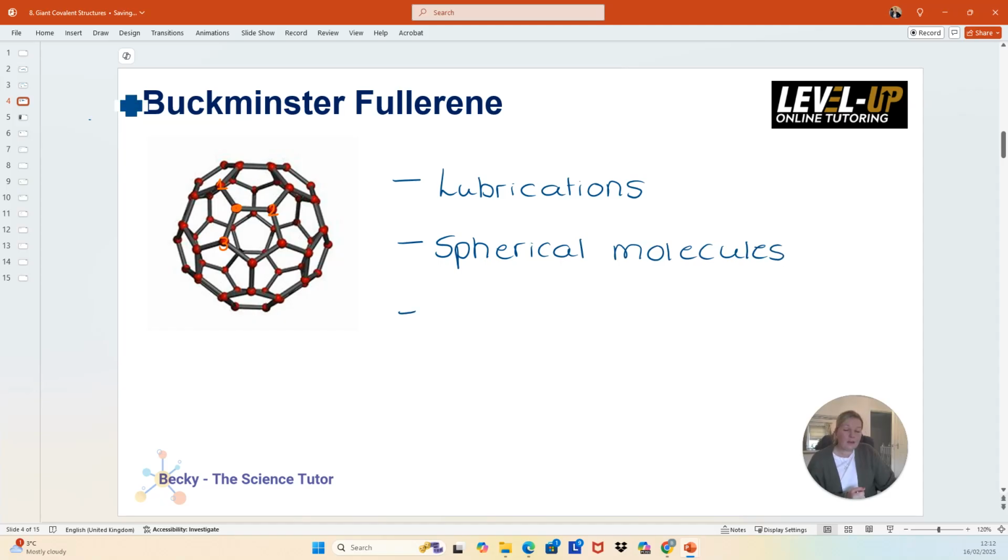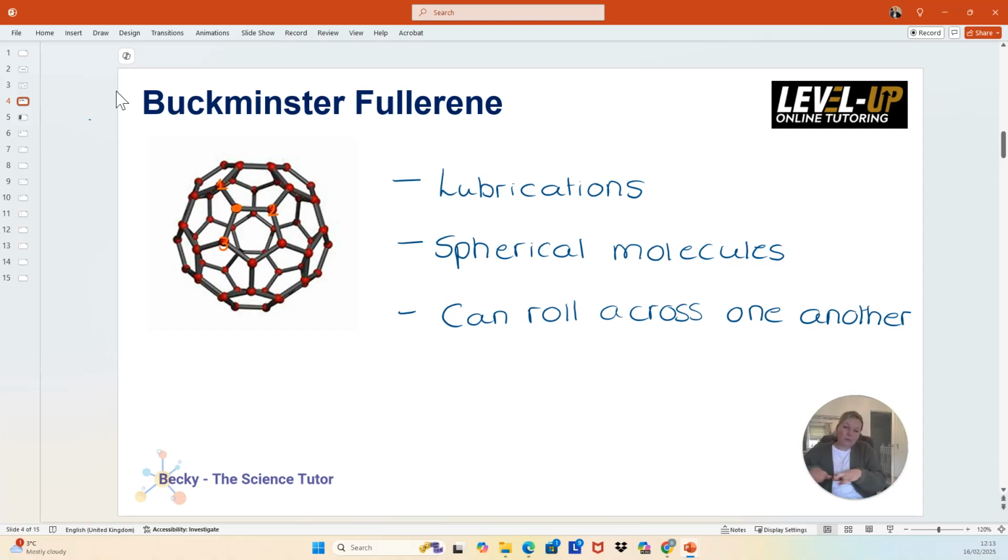And they can roll across one another. Whoops, one another. Yes, if we just think logically, if we had, I don't know, a set of marbles on a desk and we placed something on top of those marbles, it would be easy to move that along because those spherical marbles underneath would simply roll and cause it to move easily.